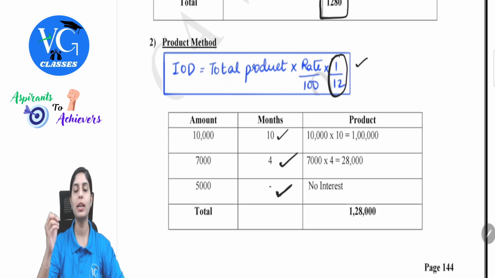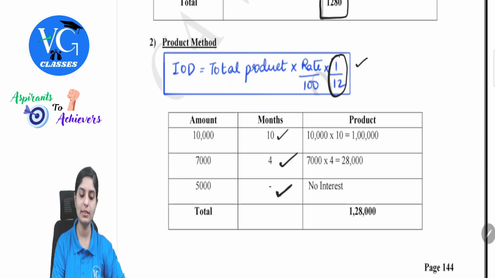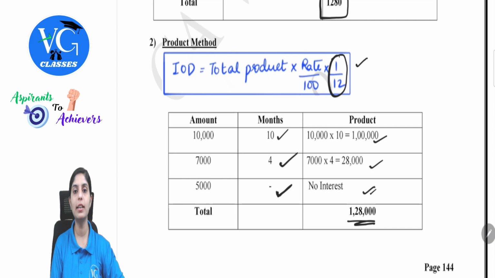So first we need to find out the total product. How do we do this? 10,000 into 10, that is 1 lakh. 7,000 into 4, 28,000. Last installment, there is no interest. So the total product here is 1,28,000.